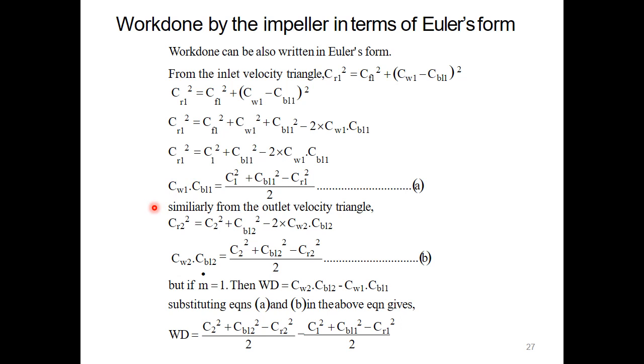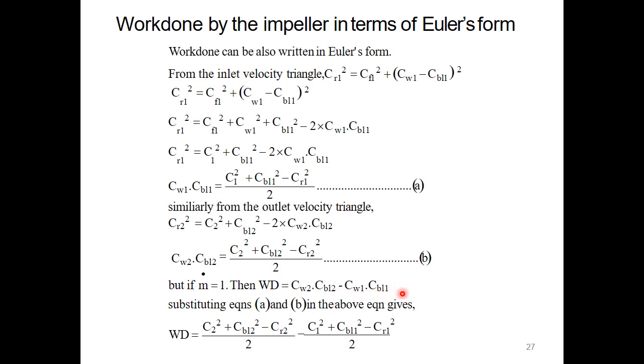Now similarly, from the outlet velocity triangle, we can obtain a similar relationship, and we name it as equation B: Cw2 into Cbl2 equal to C2 square plus Cbl2 square minus Cr2 square, the whole divided by 2.